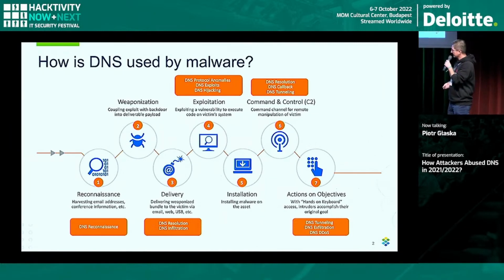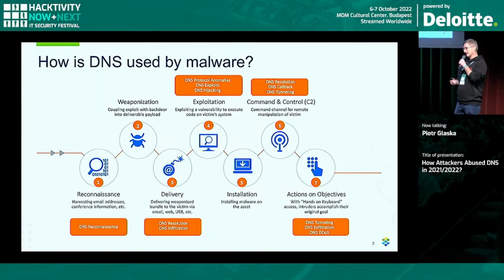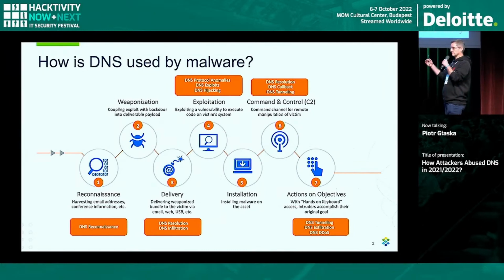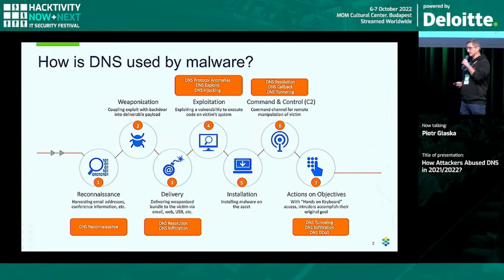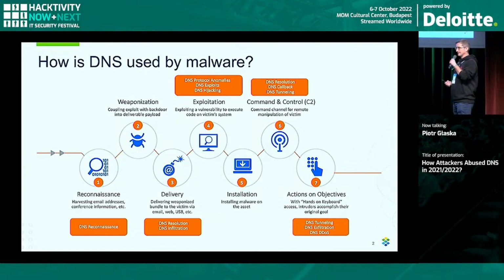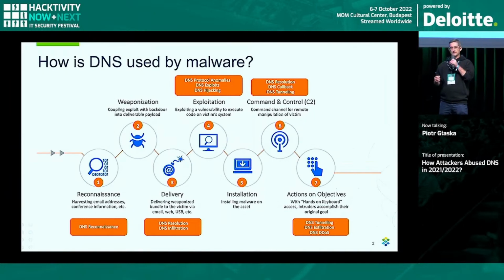Then we have the installation phase, where the malware is installed on the asset, and after that the malware will try to contact the command and control server. So basically it needs to register itself, send some information, ask what to do next, send results of the executed tasks, and so on. To do that, the IP address of the C2 server is needed. This IP address can be either hard-coded in the malware, which is usually the case in about 15% of malware cases.